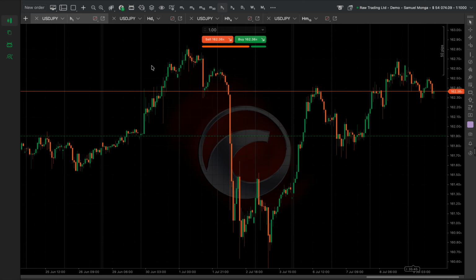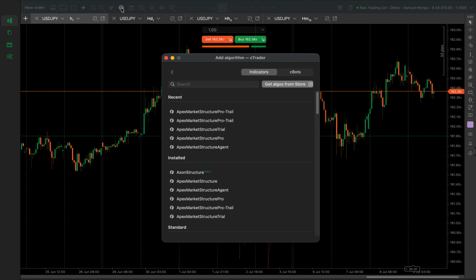So first of all, after buying, you will find your indicator in this list here. Or if you haven't yet bought it, you can just search for it here. You just type Apex Market Structure Pro. Then you go to the cTrader store to get it.